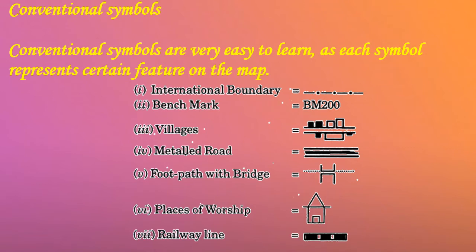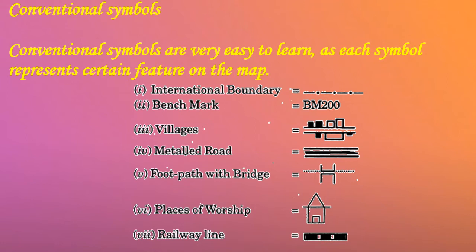There are many features on the map which can be understood using certain symbols. Each and every map has certain signs and symbols, and every map can be understood with the help of these symbols. So what are these symbols called? They are called conventional symbols. Conventional symbols are very easy to learn as each of these signs and symbols represent certain feature on the map.